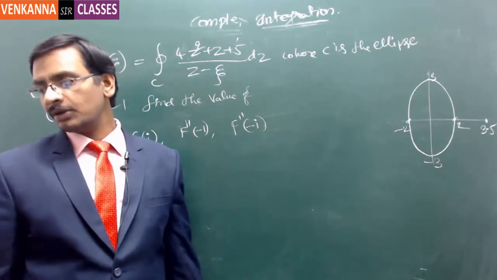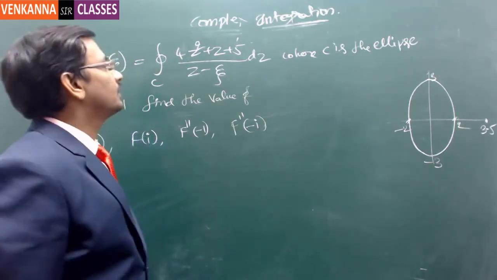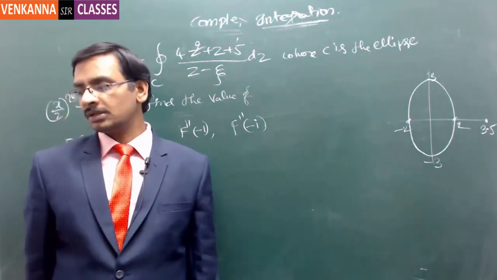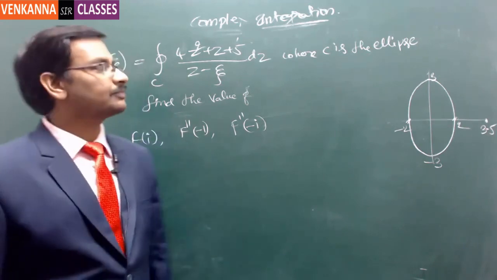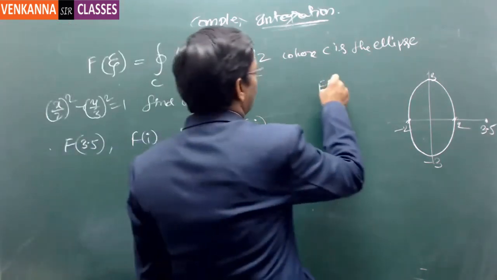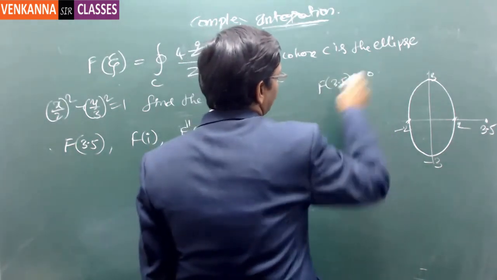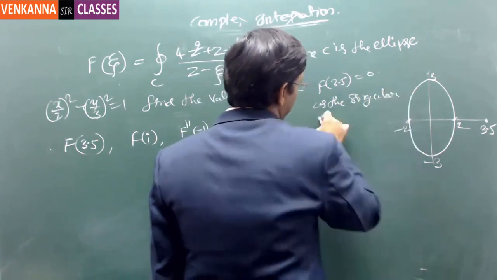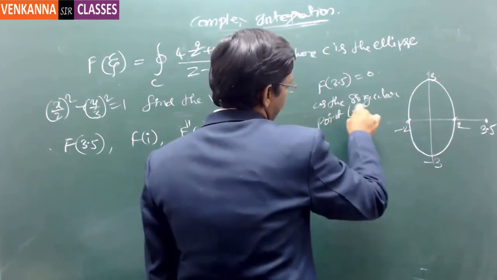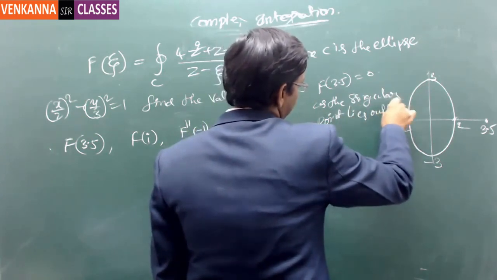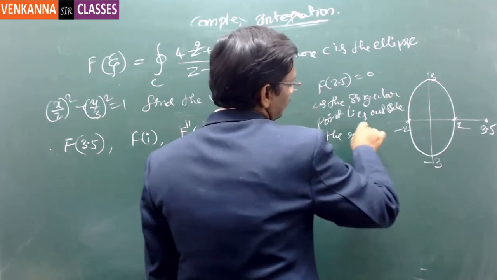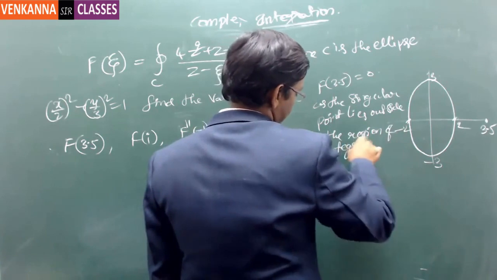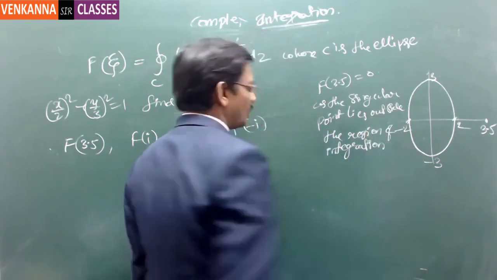So the integral value is coming out to be 0 because, as per Cauchy's theorem, if there is no singular point within the region of integration, there is no need to find anything; it is always coming out to be 0. That is the first case. So f of 3.5 is equal to 0 as the singular point lies outside the region of integration.